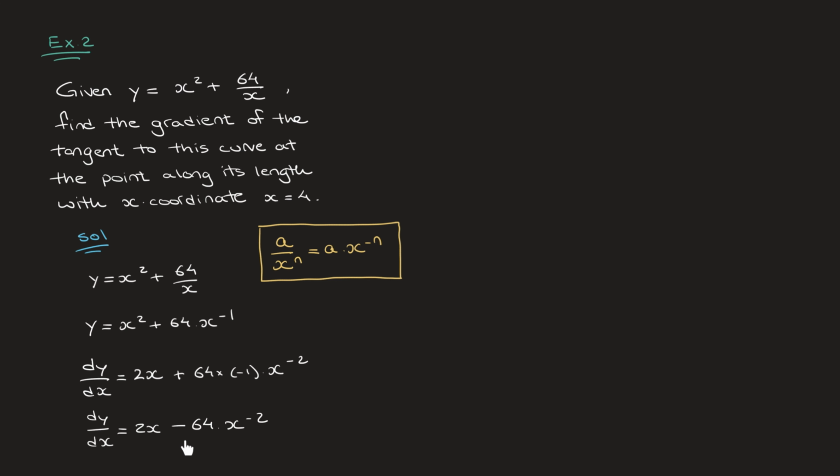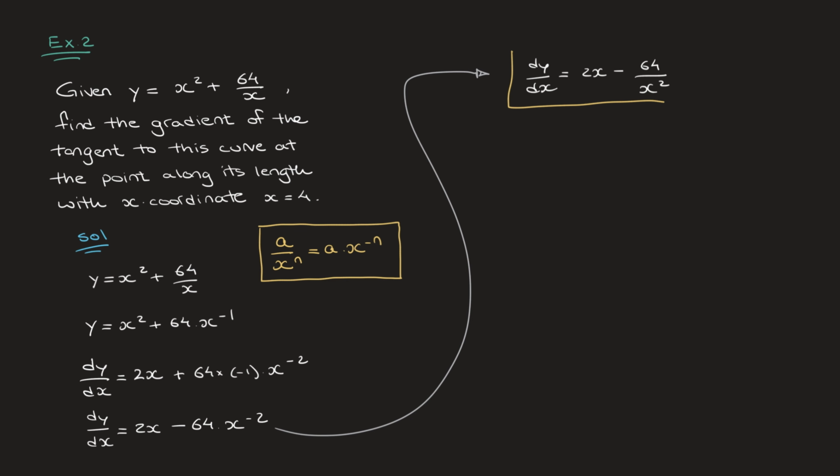And although we could stop at this result, and in fact, if you're allowed to use a calculator, I would say do stop here. But if you have to do calculations by hand, then I find it's much more practical to rewrite this negative power of x as a fraction. And so I'll do that up here, and I'll go ahead and state that the derivative dy dx is equal to 2x minus 64 over x squared. And in fact, I'll box that result.